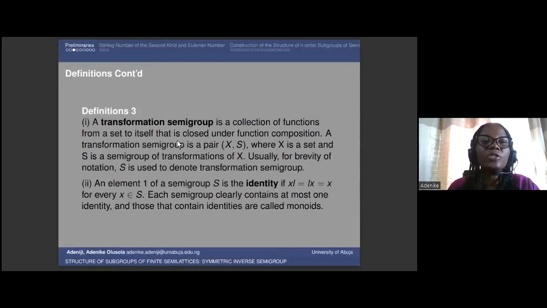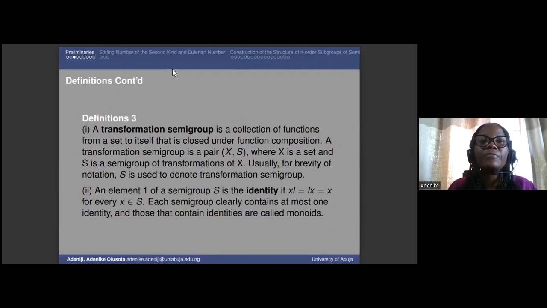Now, a transformation semigroup is a collection of functions from a set to itself that is closed under function composition. So we use this pair to denote transformation semigroup. And usually we use just S. Once the semigroup is identified, we use S to denote the semigroup under discussion.